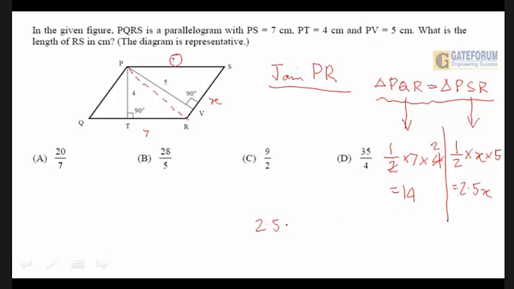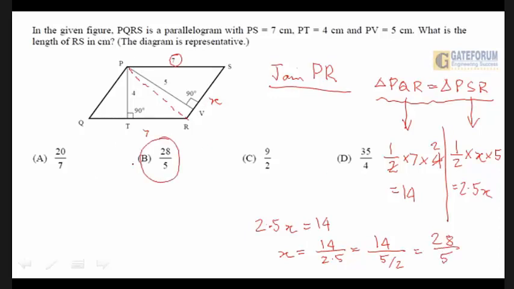So 2.5x must be equal to 14, and hence x must be equal to 14 by 2.5. 14 by 2.5 means 14 by 5 by 2. So that is 28 by 5, which is one of the options given here. So we have found out our option. Pretty simple. I hope this is understood. Let us now move on. This was a simple problem.